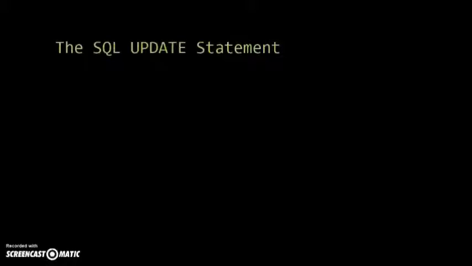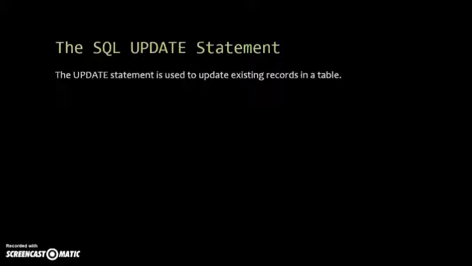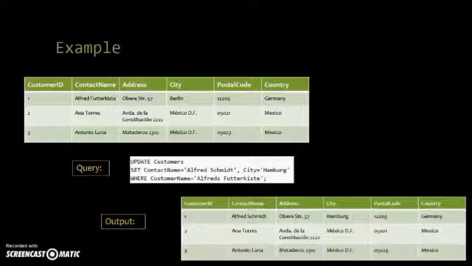So next example is the SQL update statement. The update statement is used to update existing records in a table. So let's do an example. So for this one, we will have to change the first contact name, Alfred Futterkiste, and the city, Berlin. So we'll be using this query, and the output, we're able to update successfully the last name of Alfred and the city to Hamburg.